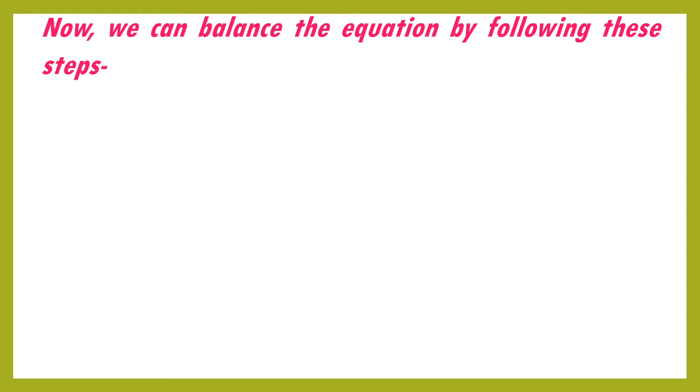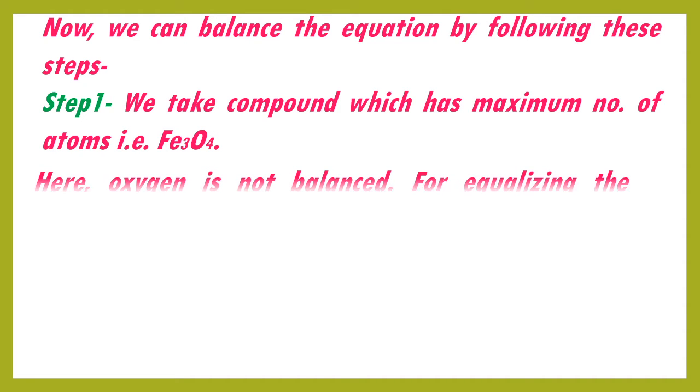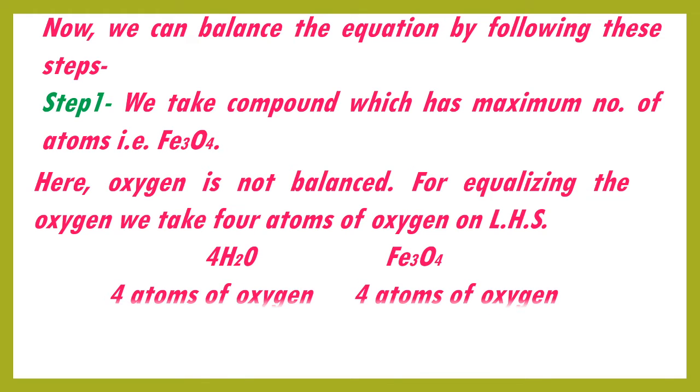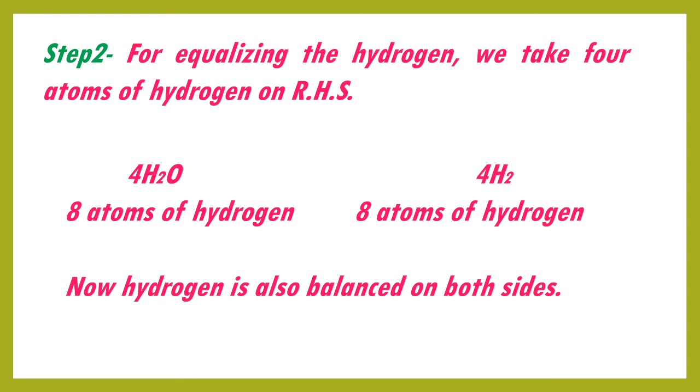Now we can balance the equation by following these steps. First, we take the compound which has the maximum number of atoms, so we take Fe3O4 and the element oxygen in it. For equalizing the oxygen, we take 4 atoms of oxygen on the left hand side. Now oxygen is balanced. Then we will take hydrogen. For equalizing the hydrogen, we take 4 atoms of hydrogen on the right hand side. Now hydrogen is also balanced on both sides.